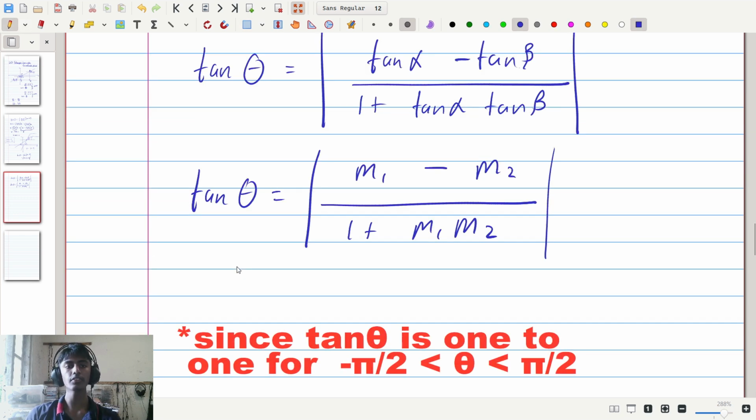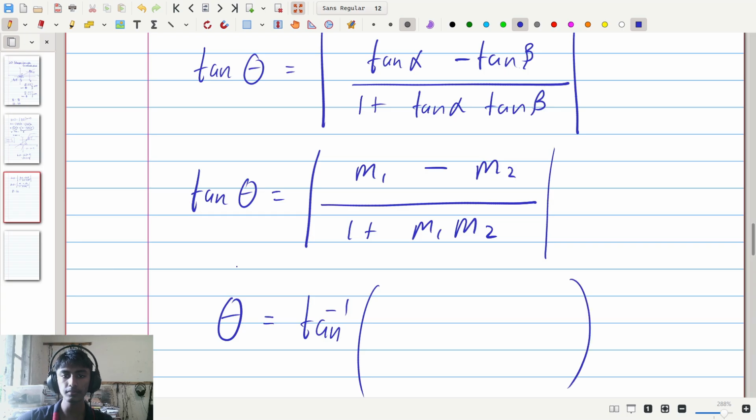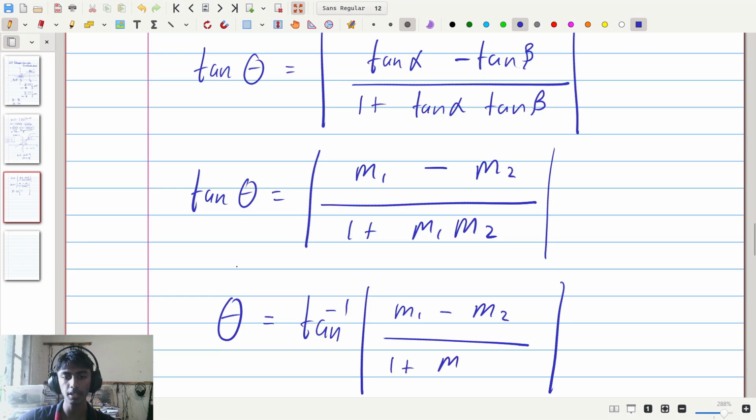Now then, since the tangent of theta is a one-to-one function, we can take this to the outside and say, applying the inverse function, theta is going to be equal to the tangent inverse of this thing here, which is going to be the absolute value. So we can write like this, theta equals the tangent inverse of the absolute value of m1 minus m2 divided by 1 plus m1 m2. Here we can see clearly the advantage of using the intercept and gradient formula.